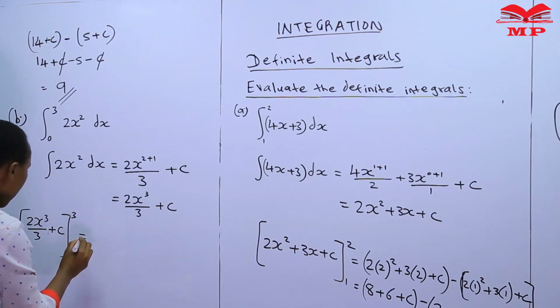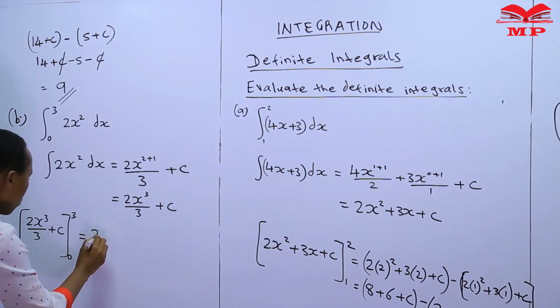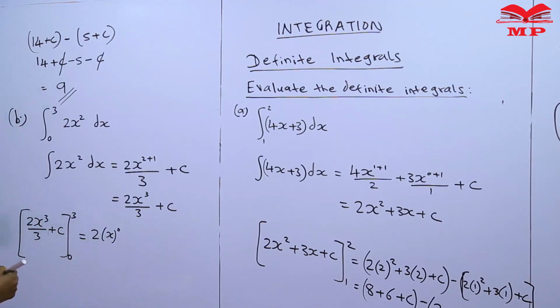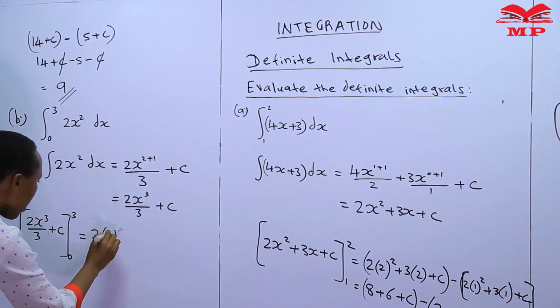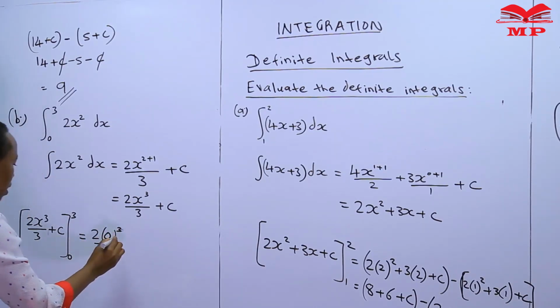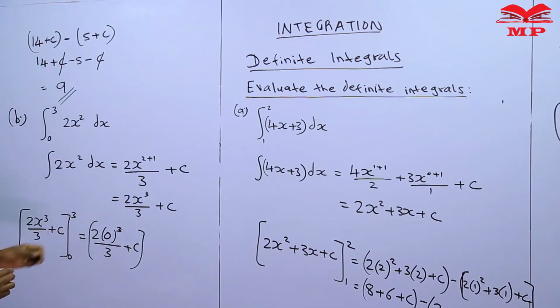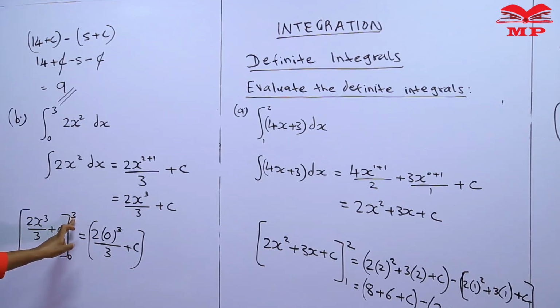So in this case, with x 0, we are going to have 2, sorry, x is 0 raised to power 3. So we have 0 raised to power 3, then all over 3, then plus c. Then again now using the other part, we have 3.